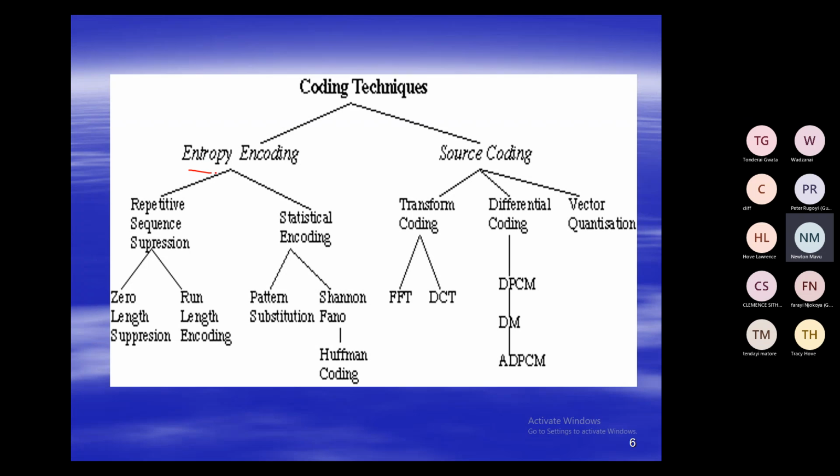We call them compression techniques or coding techniques. These entropy techniques, they use statistics. This source coding, they use the physics or mechanics of colors, right? And how we understand colors, how we hear voices, and how we can interpret them, right? So look, we have transform coding, we have differential coding, which can be divided into DPCM, DM, and ADPCM. Here we have FFT, then we have DST, which are discrete cosine transform and whatever. Then here we have vector quantization and so on and so forth.